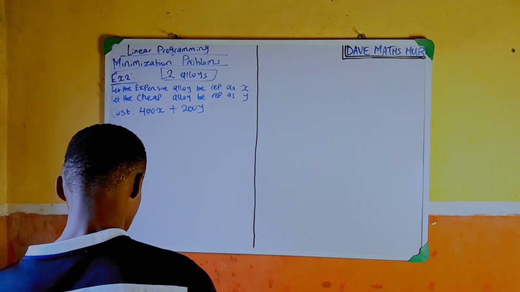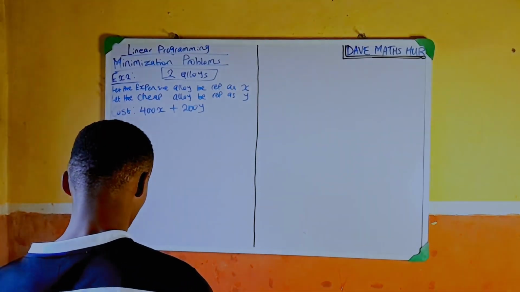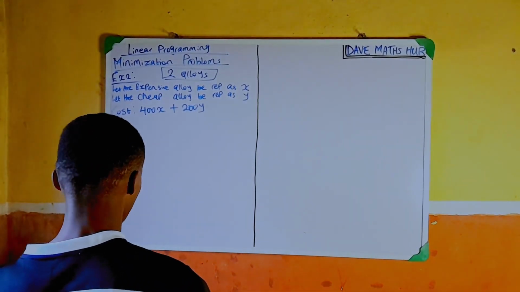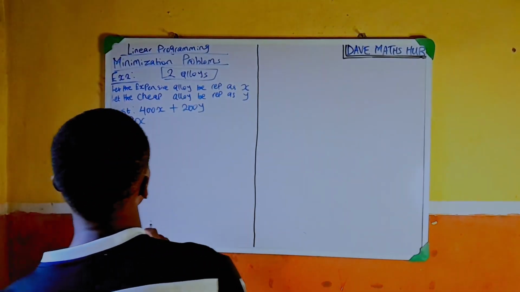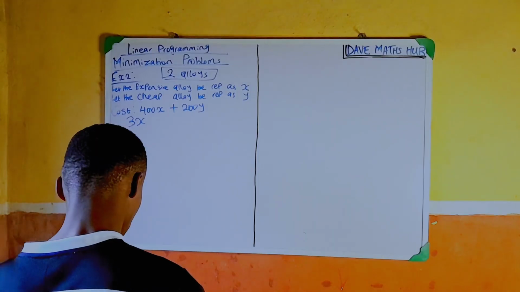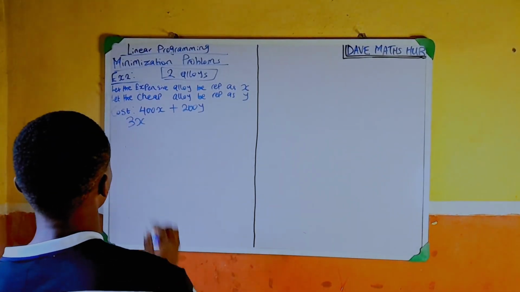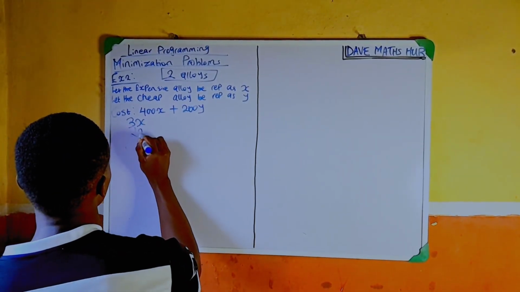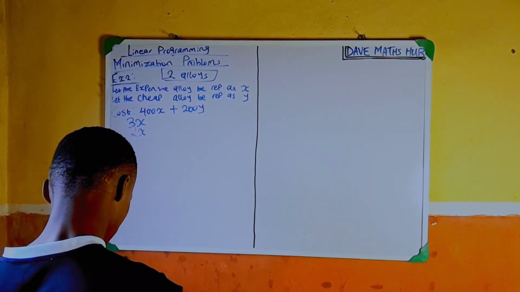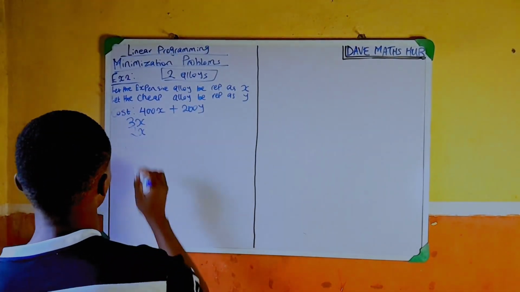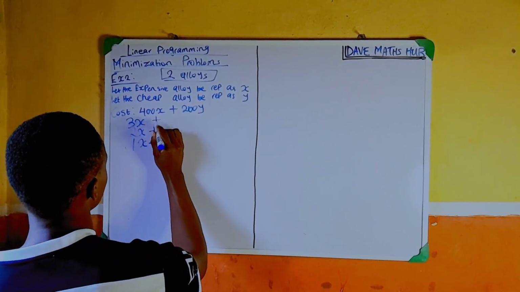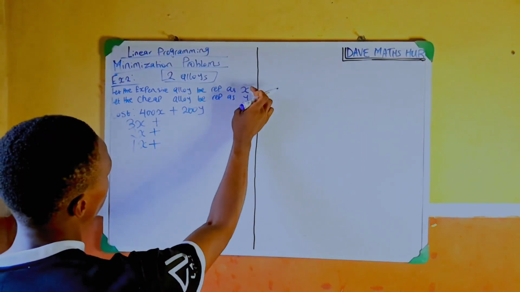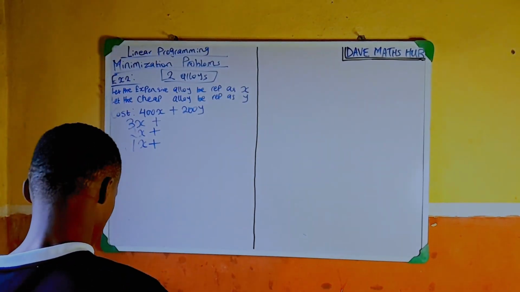Now I say 6 tons of the expensive one contains 3 tons of copper. Represent this as 3x. Then 2 tons of metal A, 2x. Then 1 ton of metal B, 1x. This is for the expensive one, all represented by X.